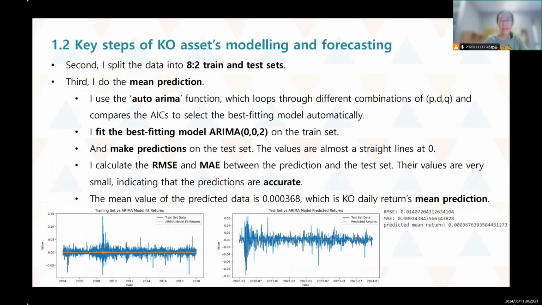I calculate the RMSE and MAE between the prediction and test set. Their values are very small, indicating that the predictions are accurate. The mean value of the prediction data is 0.000368, which is KO's daily return mean prediction.